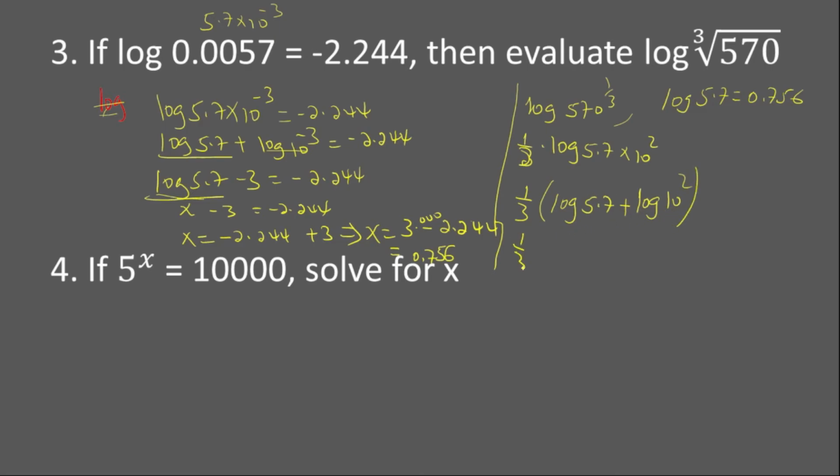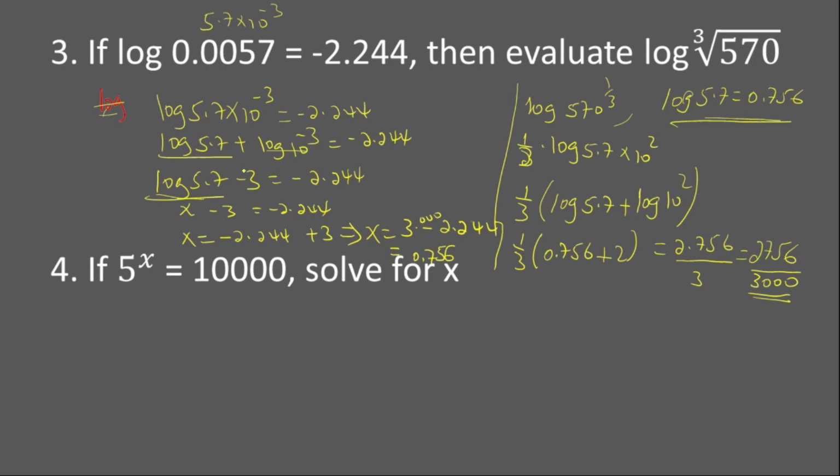This means 1 over 3 times this is 0.756, because we already calculated the logarithm of 5.7, and plus 2, which is 2.756, divided by 3, or simply 2756 over, we multiply this number by 1000, so 3000. You can simply put it just like this, or you can simplify further.